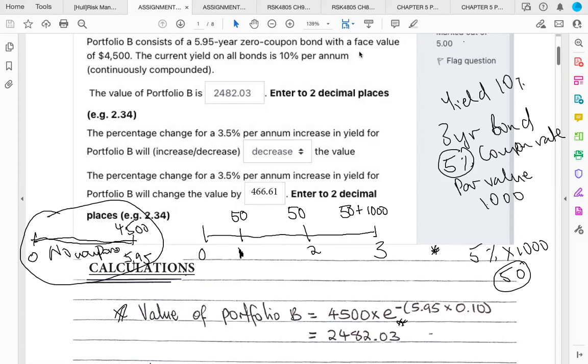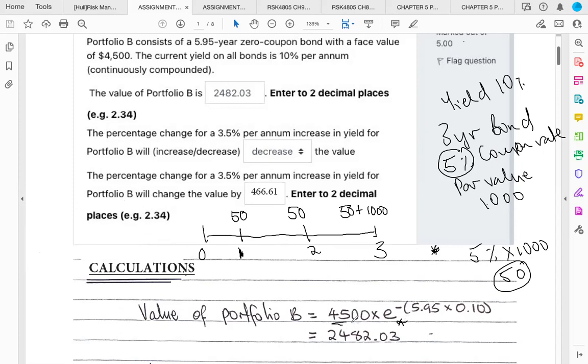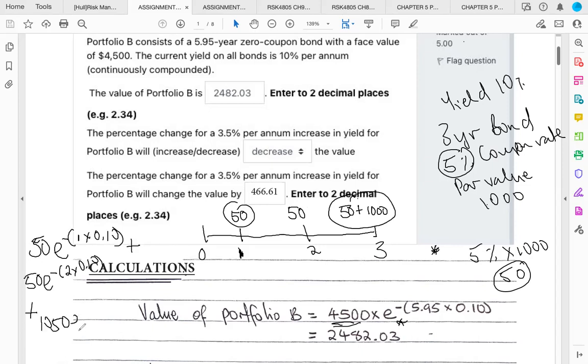Now, when it comes to determining the value of a coupon paying bond, it's not just a matter of discounting the face value. You now have more cash flows to discount. You first have to discount the first cash flow that you're going to receive after 1 year at an interest rate of 10%. Plus, you then have to discount the second cash flow that you'll receive at time 2, also at 10%. And then you also have to discount the final cash flow that you'll receive at the end of 3 years. So with a coupon paying bond, to determine its price, you have to discount each of the cash flows that you're going to be receiving at the end of each year.